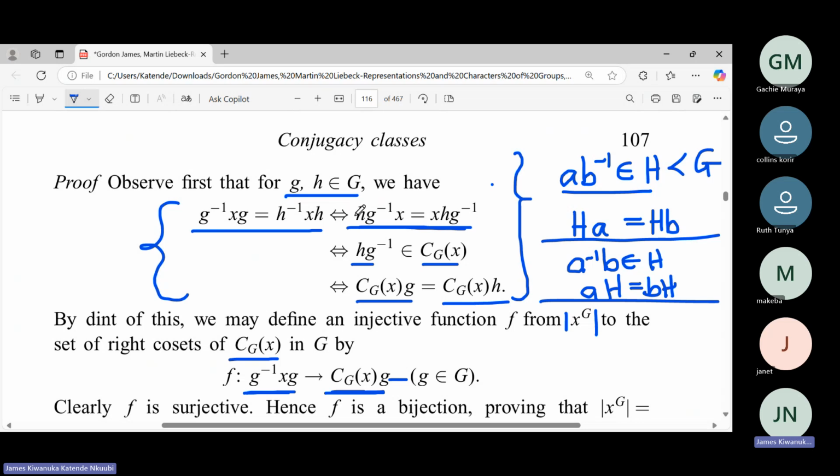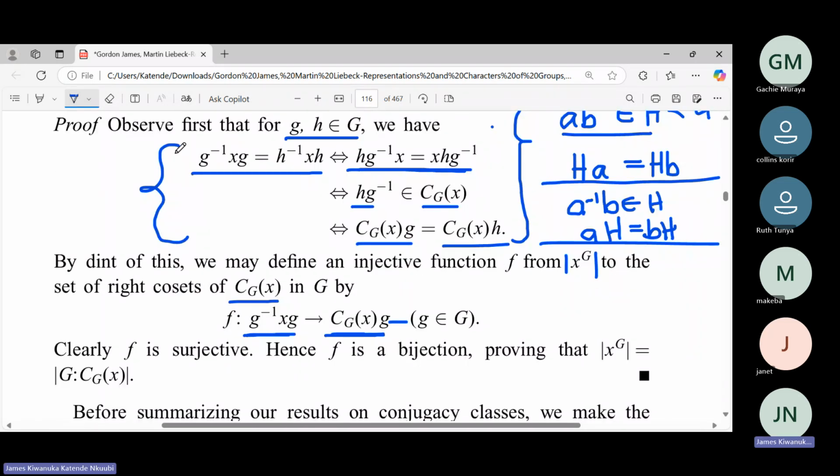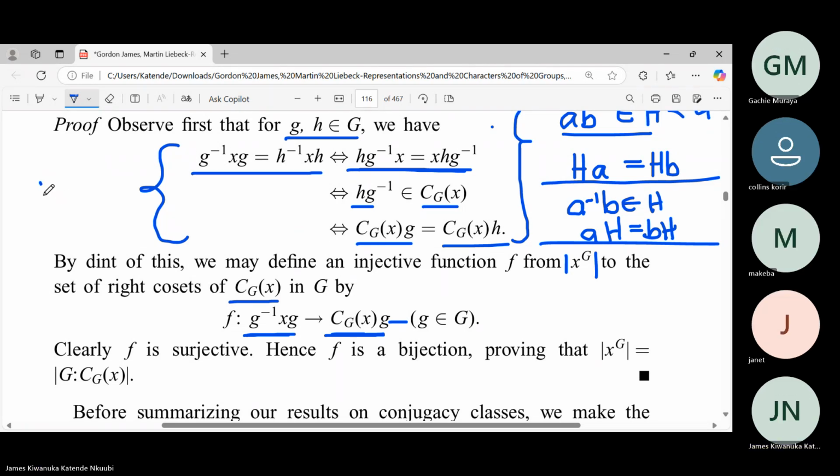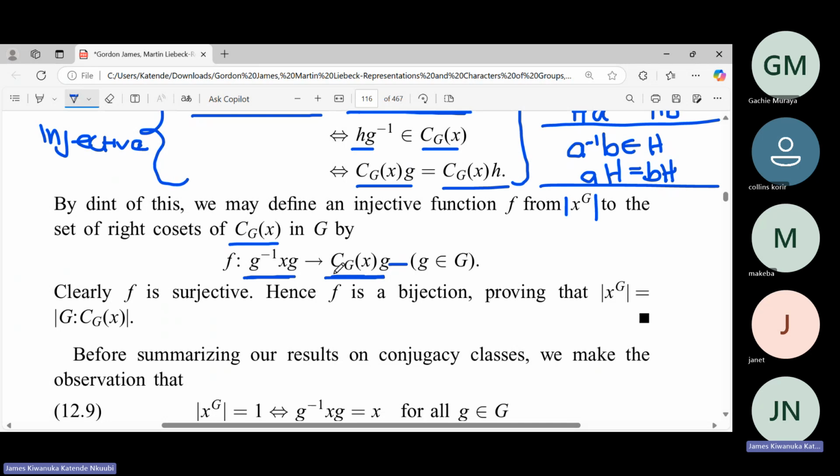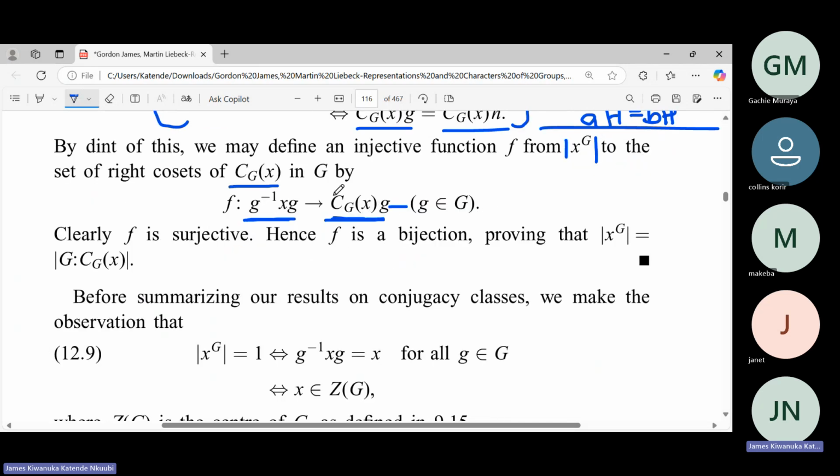Remember, these arrows are throughout. We are using the equivalence, so it can go in both directions. If you start from here, you can still prove that this will be true. So this confirms that our map is injective. From the way it is defined, it's quite obvious that it is surjective. Any coset you pick here will have a corresponding pre-image in the conjugacy class of X. So the map is injective and surjective, and therefore a bijection.